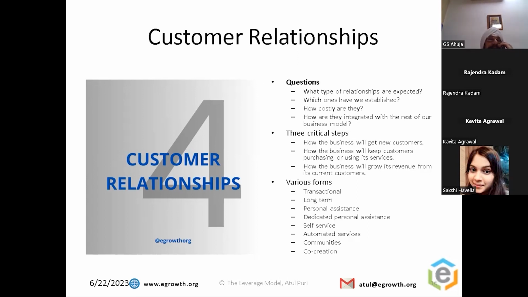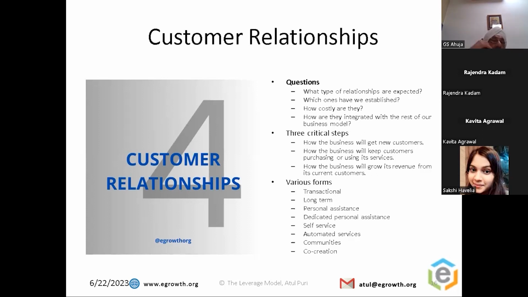And then there is dedicated personal assistance. If you are an American Express customer, they have the concept of concierge services. You can call up the person and then they would organize those services for you. They would book your hotels for you. They will book your yachts for you. They'll book the cabs for you. Dedicated personal assistance.